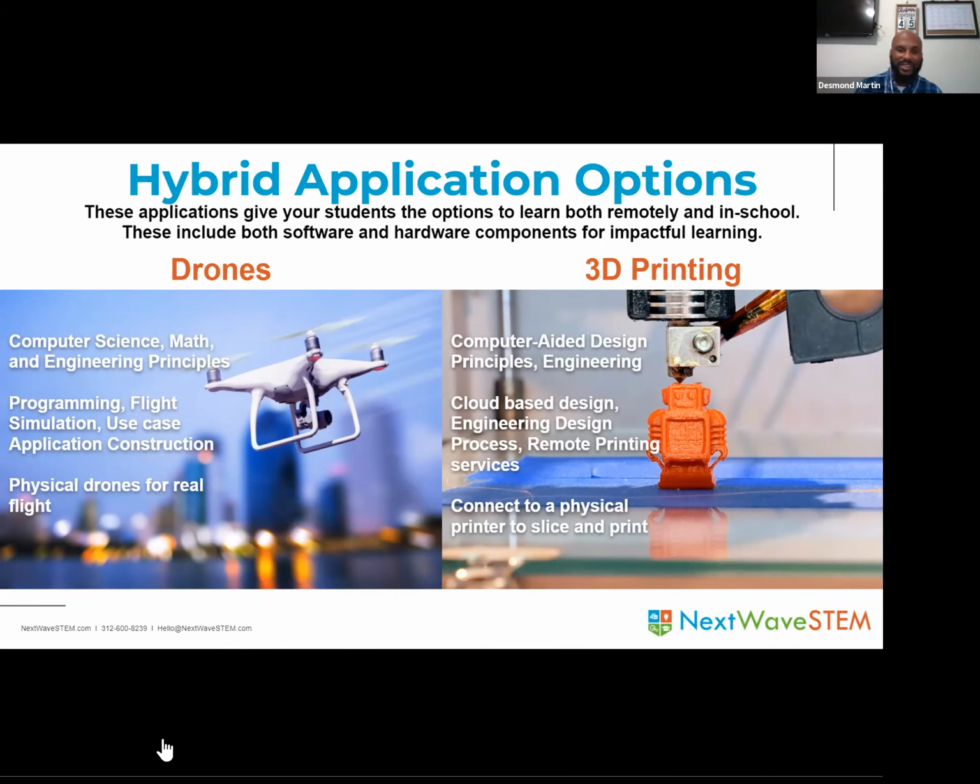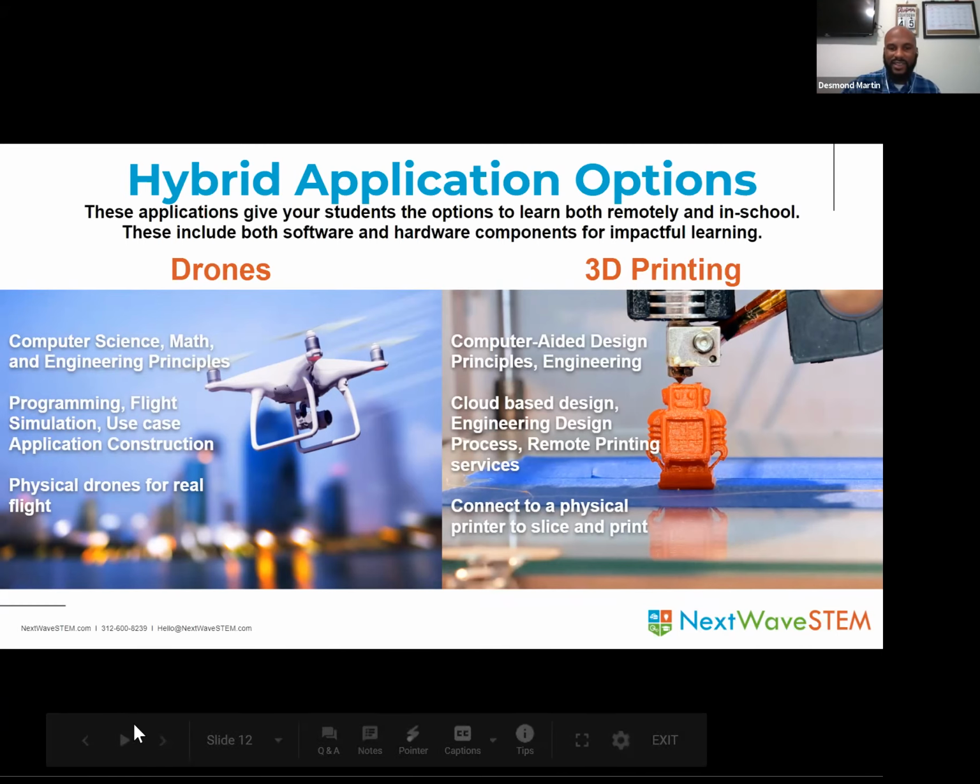Students will need to learn computer-aided design and engineering principles. They're able to design in a cloud-based scenario, learning more about the design process. And then there are ways for them to physically interact either with their printer or with their printed object in order to close the loop in that engineering process, when we think about their ability to actually test and ideate and change parts of that engineering product.